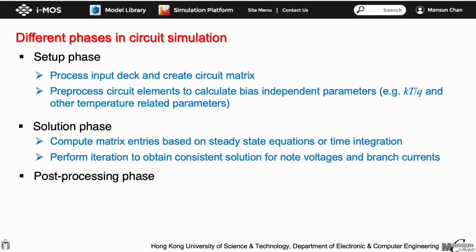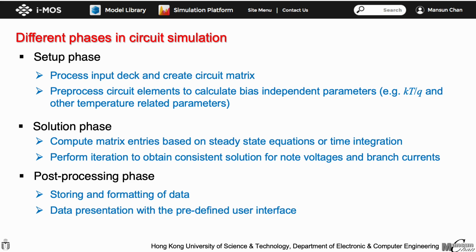The final phase is to format the stored data to extract various information and display them in an easily understandable way to the person performing the simulation. The simulator can just output the raw data that the user can analyze using more powerful third-party software packages. But more often, the circuit simulator also provides some simple plotting functions with some predefined user interface to display the data. This is not the core function of a circuit simulator and will not be covered in this presentation.